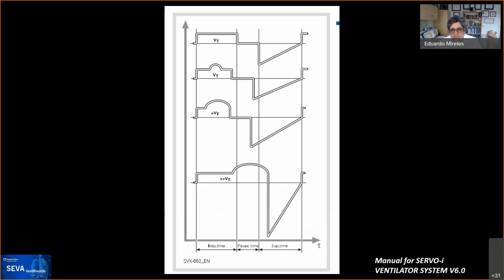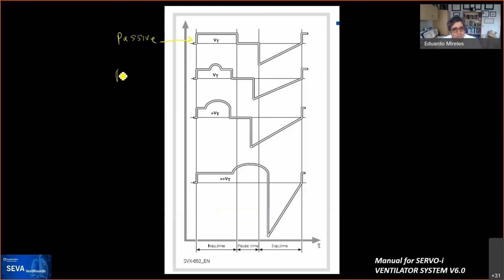I took this image from the manual for the Servo-i, which is exactly what that ventilator is. And this is a common case, and I'll walk you through it because this will help you understand why the classification changes. If you set this patient and the patient is passive, he will get this breath in which the flow is constant. Then there was an inspiratory pause, and then the patient would exhale, and that's it. So the patient gets what it wants.